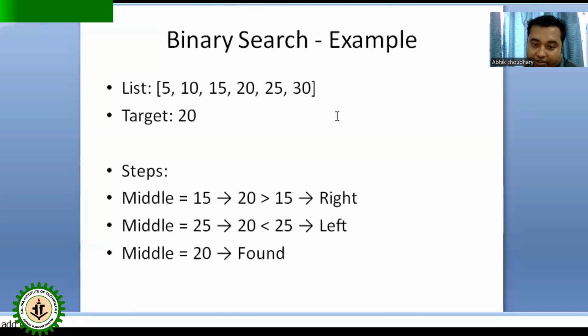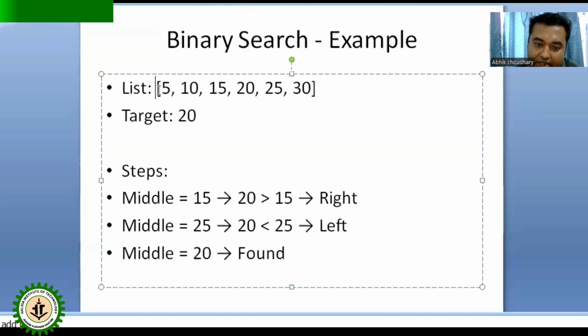Let us take one example of binary search. This is an array containing 5, 10, 15, 20, 25, and 30. The targeted item is 20. You have to find 20 in that array. See one thing: this is a sorted array. That's why we can use binary search. If it is not sorted, then you do not use binary search on that array.